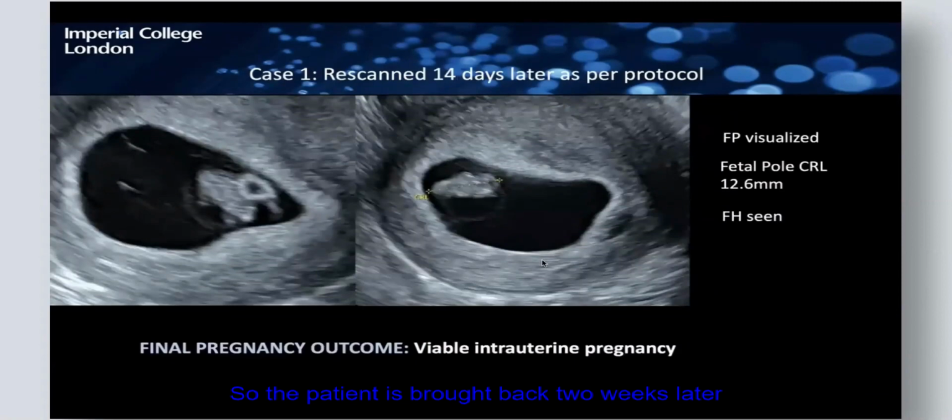So the patient is brought back 2 weeks later as per our protocol, and we can now see a fetal pole with a heartbeat. So the final pregnancy outcome in this case is a viable intrauterine pregnancy.